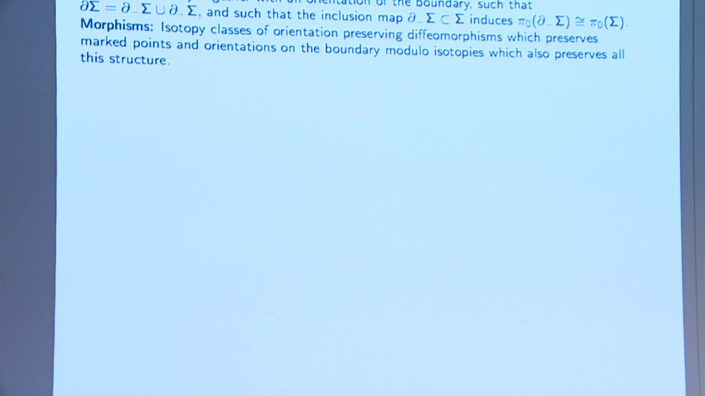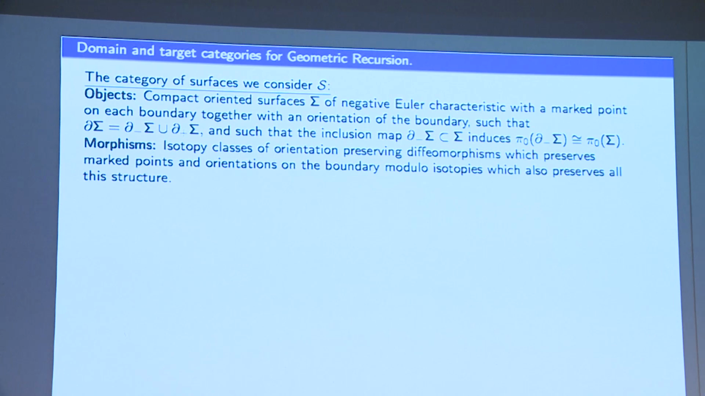So the category I would like to work with is compact oriented surfaces of negative Euler characteristic with a marked point on each boundary component, together with an orientation of the boundary in such a way that it splits into in and out, and the inclusion of the ins in the surface gives you an isomorphism on pi zero. It means that there is exactly one in for each connected component and all the rest are out. And then the morphisms are isotopy classes of orientation-preserving diffeomorphisms which preserve the marked points and the orientations on the boundary, modulo isotopy which preserves all the structure. So this is the precise category of surfaces we want.